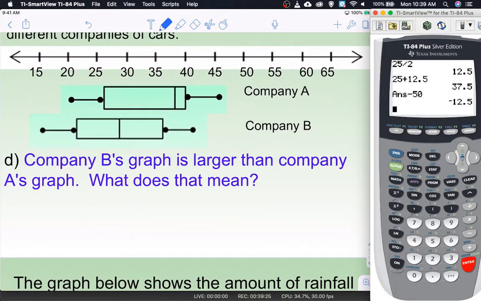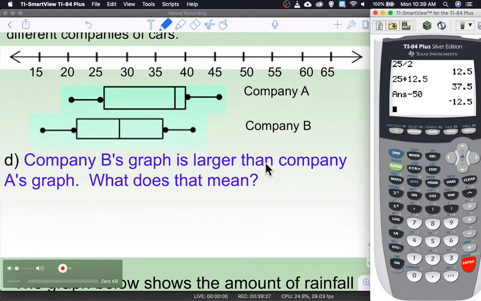Company B's graph is larger than Company A's graph. It's longer, it's wider. Well, what does that mean? What does it mean if the graph of a Box-and-Whisker plot is wider? Go ahead and pause the video, write down an answer.